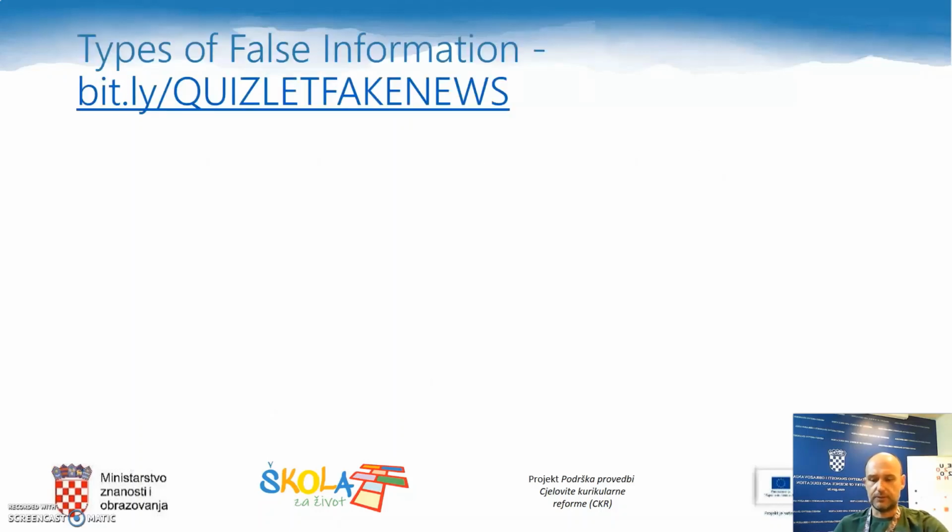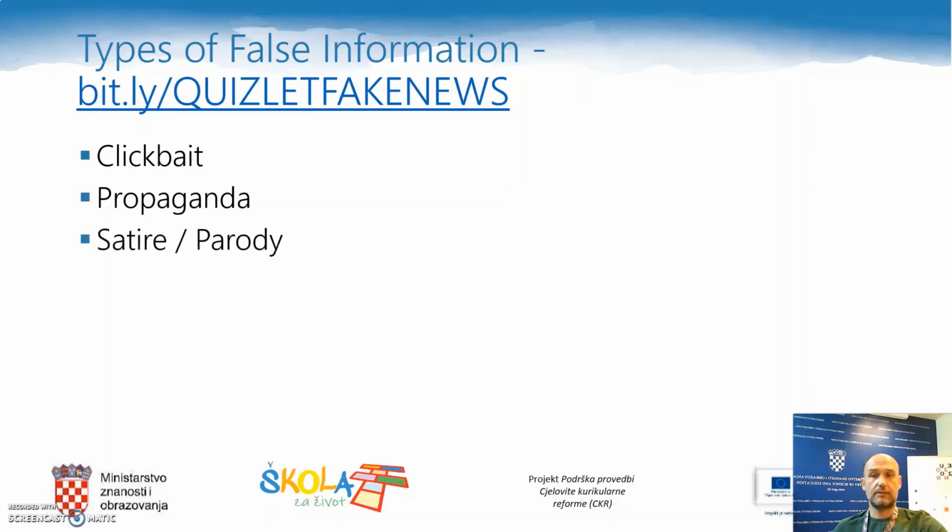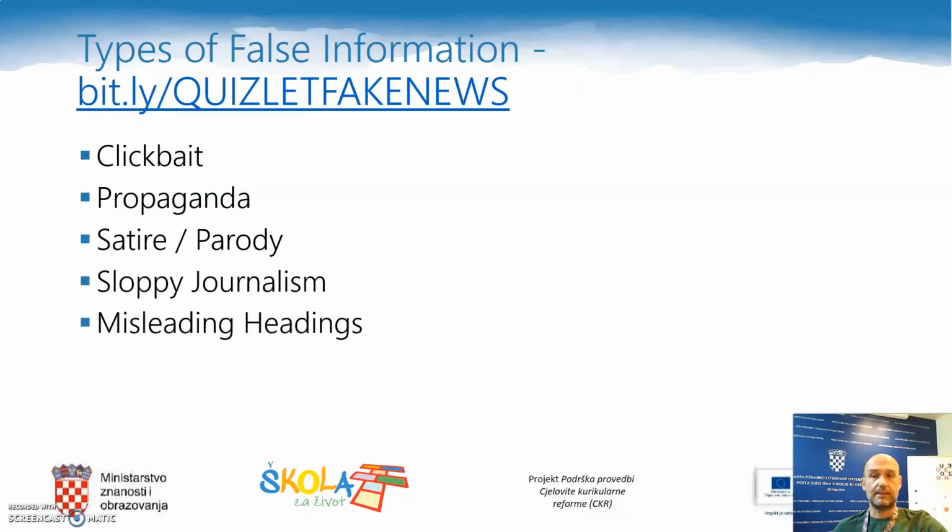Types of false information. There are differing opinions when it comes to identifying types of false information. However, when it comes to evaluating content online, there are various types of false or misleading news we need to be aware of. These include clickbait, propaganda, satire or parody, sloppy journalism, misleading headings, biased or slanted news.